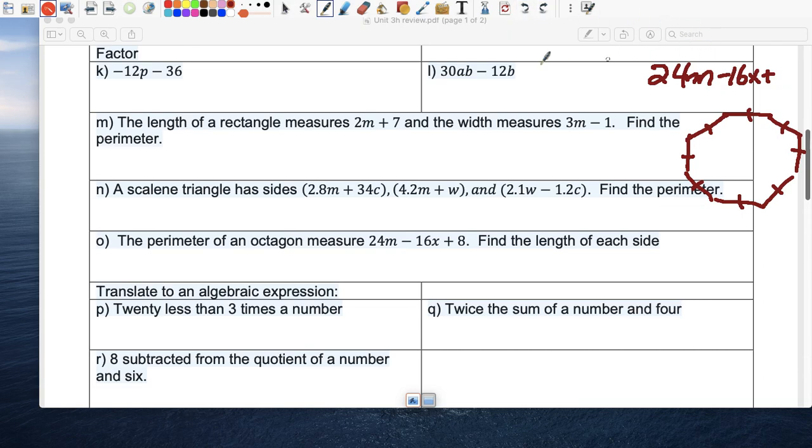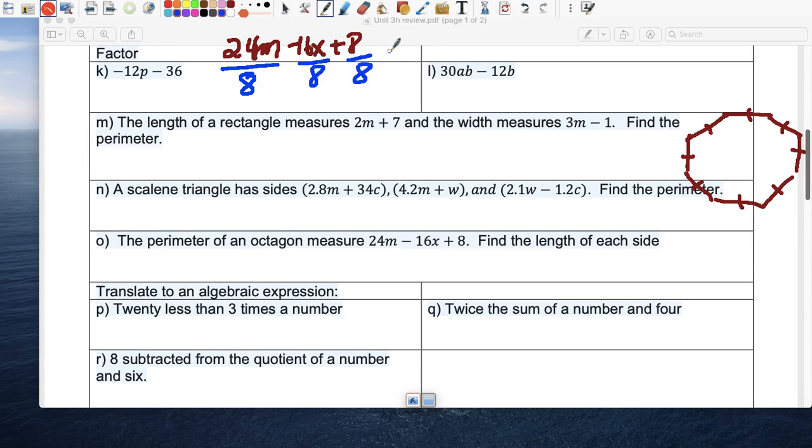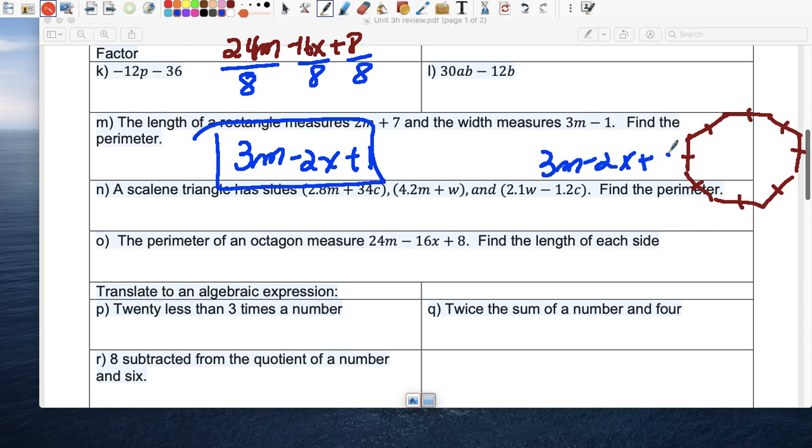So if we know the perimeter, let me write it over here. 24m minus 16x plus 8. We divide this by 8. So now, when you divide that by 8, you have to divide all the terms by 8. So we're going to go divided by 8, divided by 8, and divided by 8. 24 divided by 8 gives me 3m. 16 divided by 8 gives me 2, or negative 2x. And then 8 divided by 8 is just 1. So this is what one side measures. That side measures 3m minus 2x plus 1.